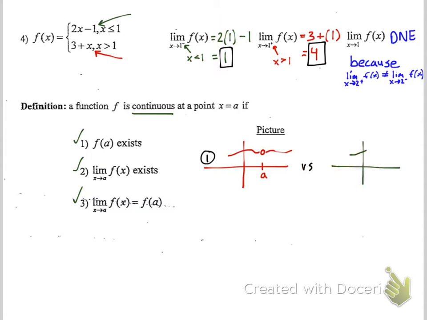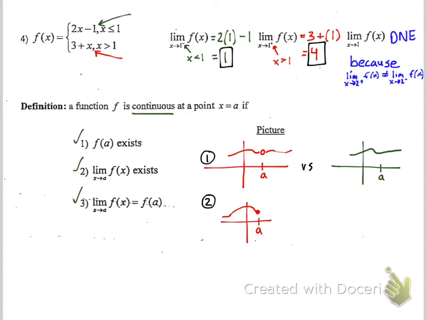For the first one, the function has to exist. Notice there's a hole on the red graph, so this would not be continuous because there's a hole there. It does not exist at that point. Whereas on the right, on the green graph, it does exist at that point. Notice you don't need a filled-in hole because the line says that it exists at that point and can be evaluated at that point, so f of a exists.